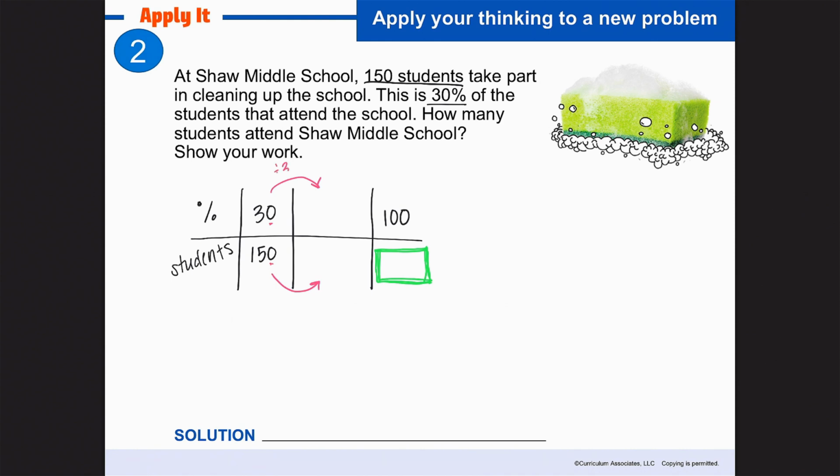So we're going to divide by 30 on the top and 30 on the bottom. Okay, 30 divided by 30 is 1. 150 divided by 30 is 5.